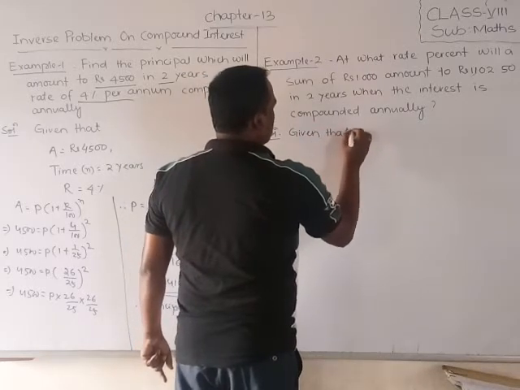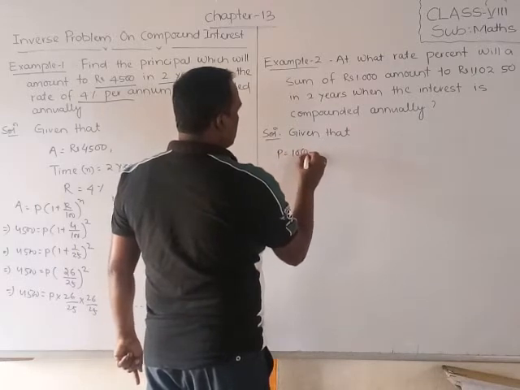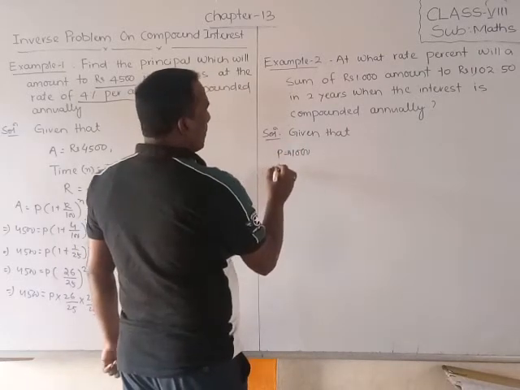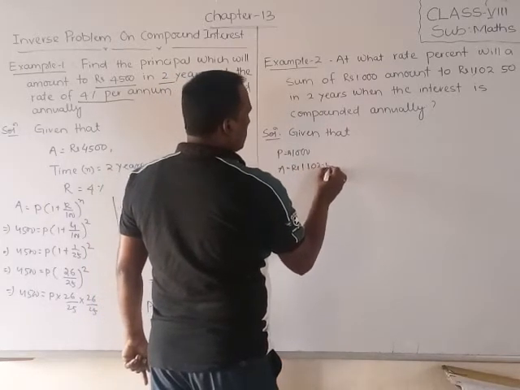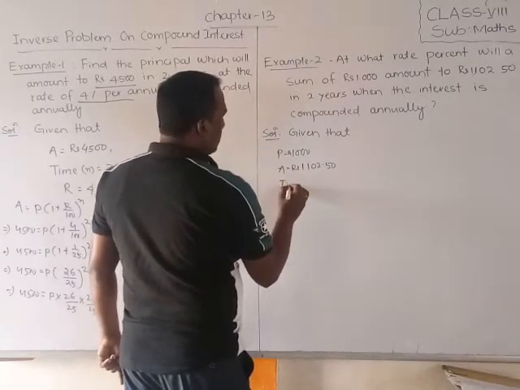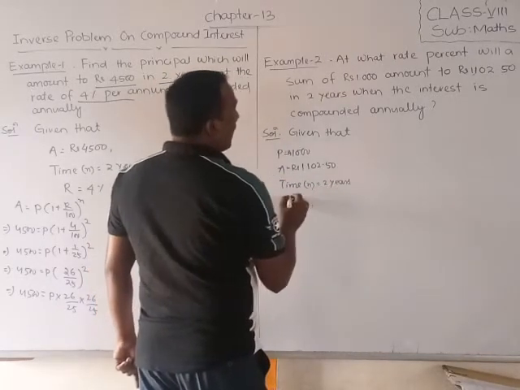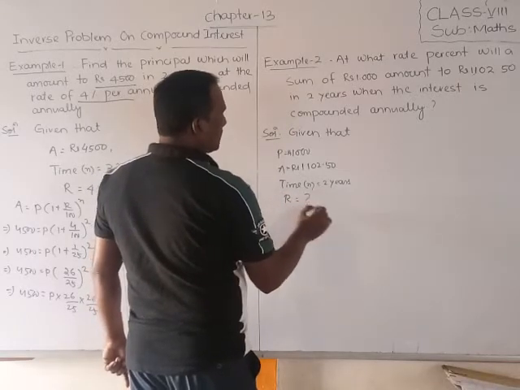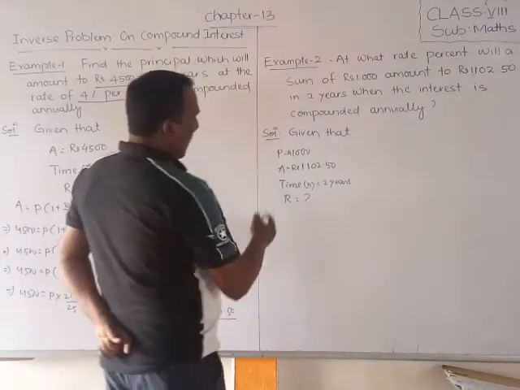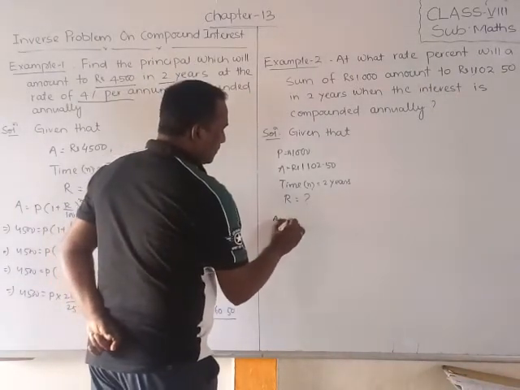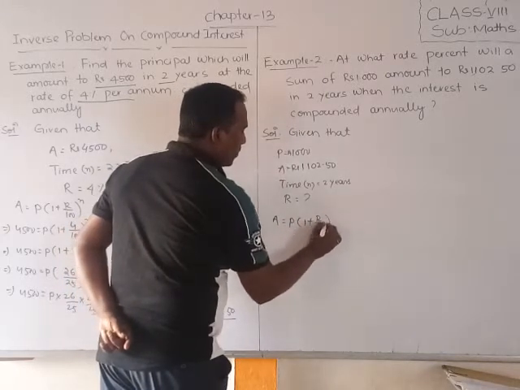Given that: principal given is 1000 rupees. Amount given is 1102 rupees 50 paisa. Time given, that is n, is 2 years. And the rate of interest is being asked. Now we know, students, amount is equal to P (1 plus r by 100) whole power n.